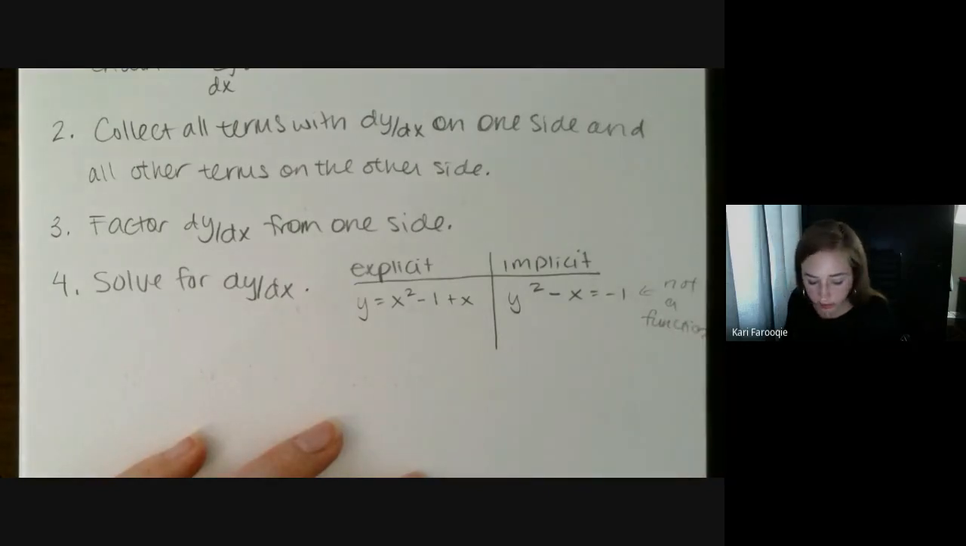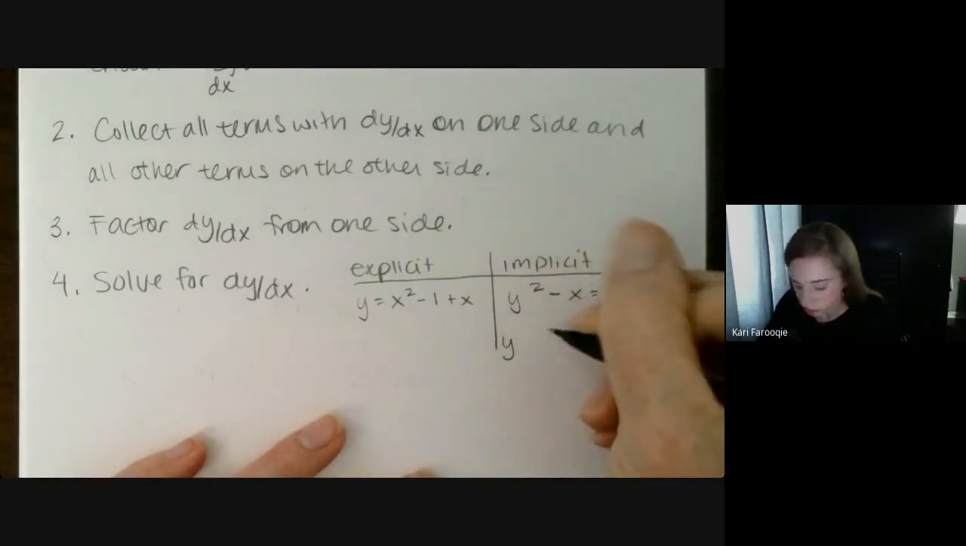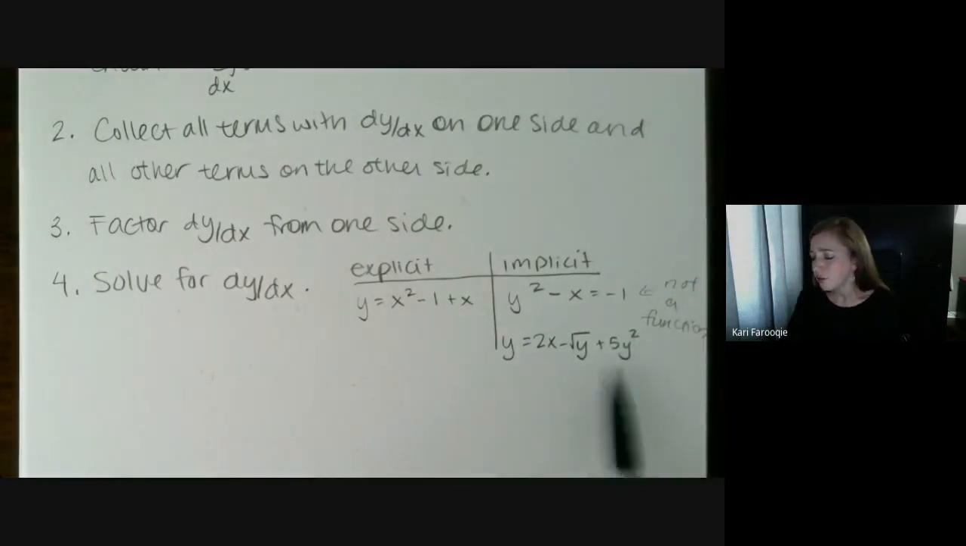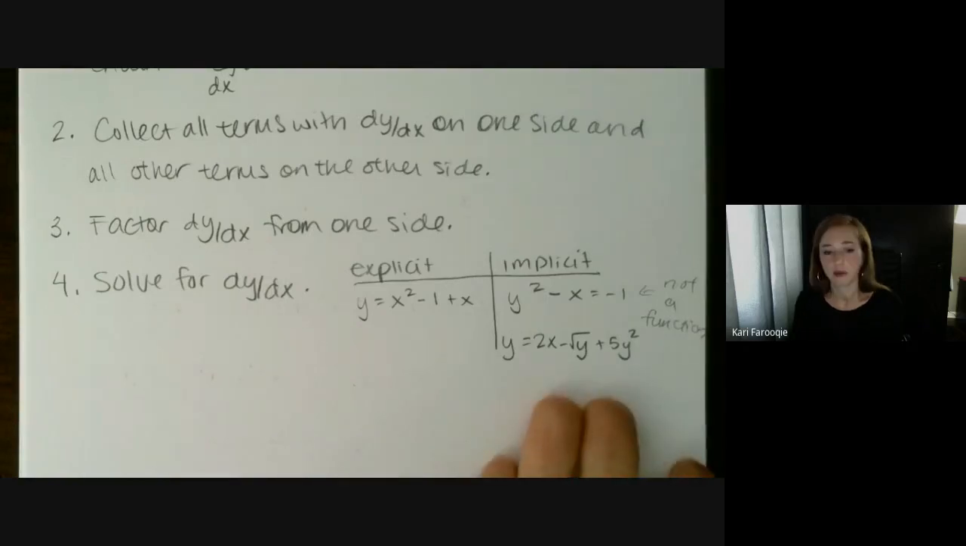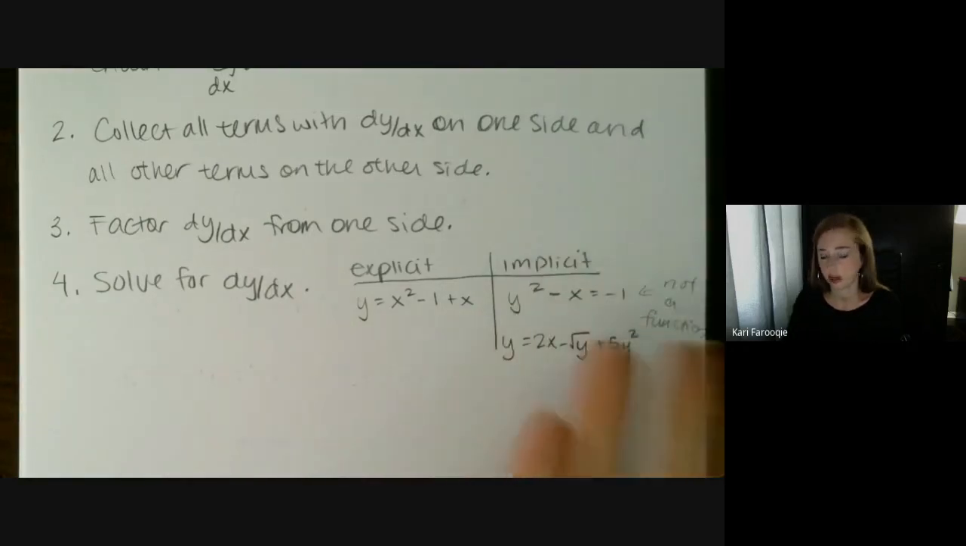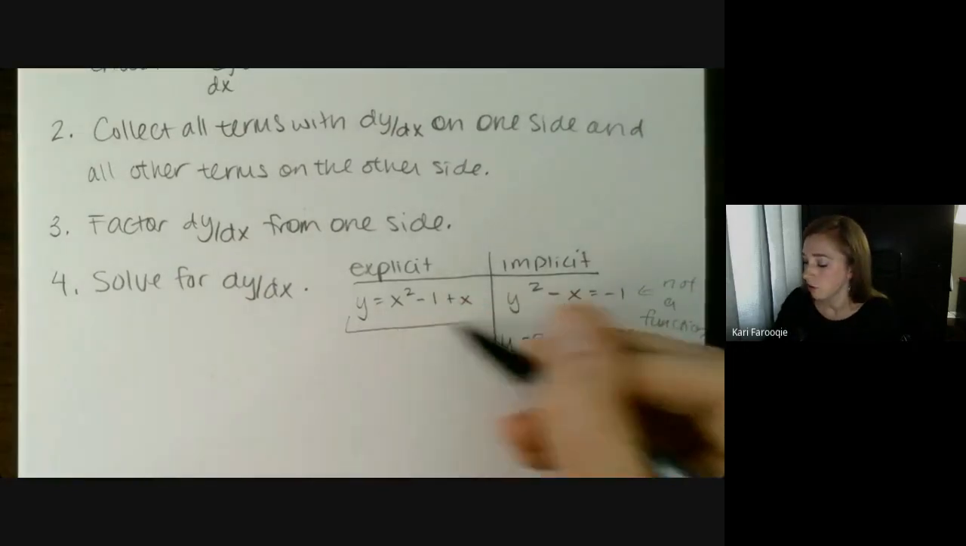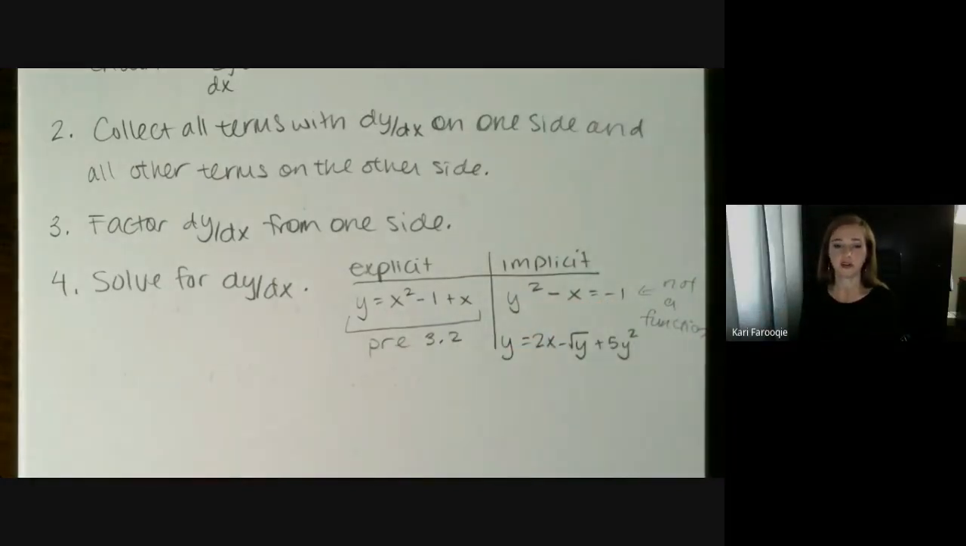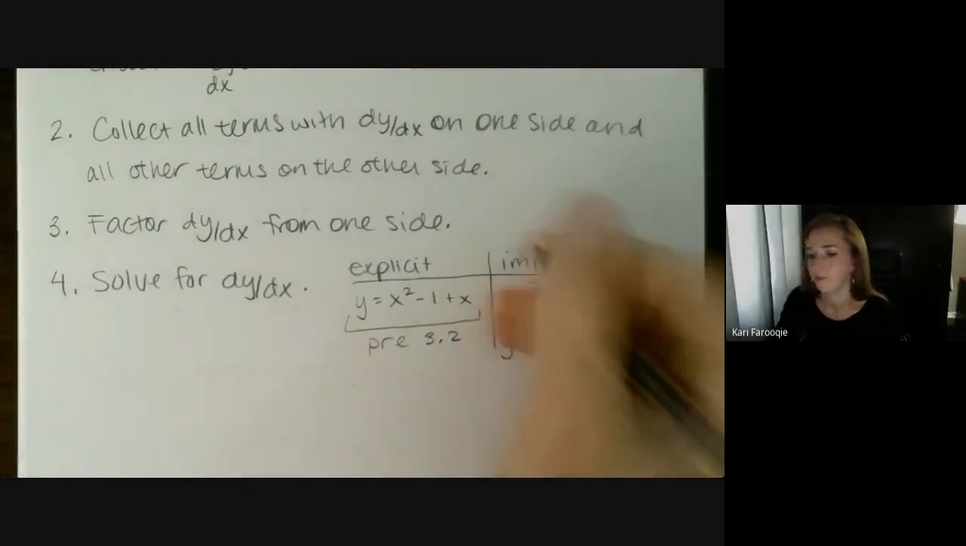And then maybe something where you have y's on both sides of the equation. So 2x minus the square root of y plus 5y squared. Again, this is not a function, but it's a situation where you have y's on both sides. It would be very hard to solve for y if you tried. So something like that would be implicit. So this is what we're going to be dealing with today. This is before, this is pre 3.2, and then the implicit is what we're going to be looking at today, stuff like that.